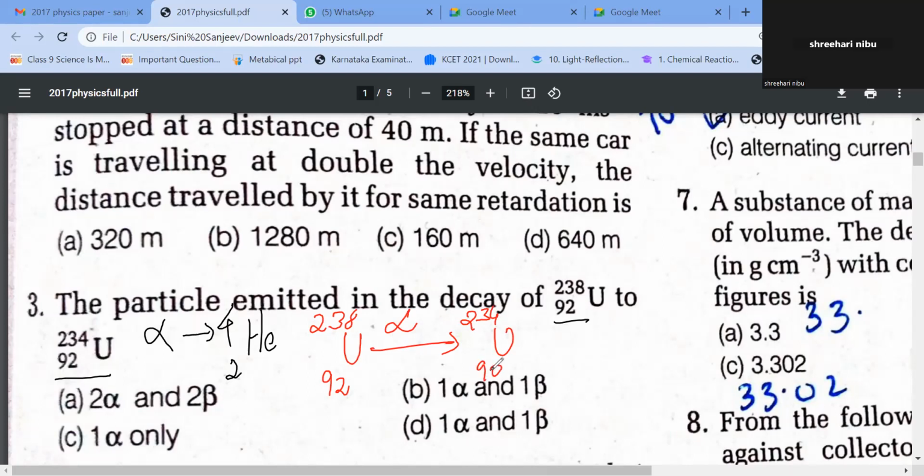One minute, I forgot the 90 change. By two it will be 90. So the down part will be what? 90. Because helium has already been taken, 2 and 4.